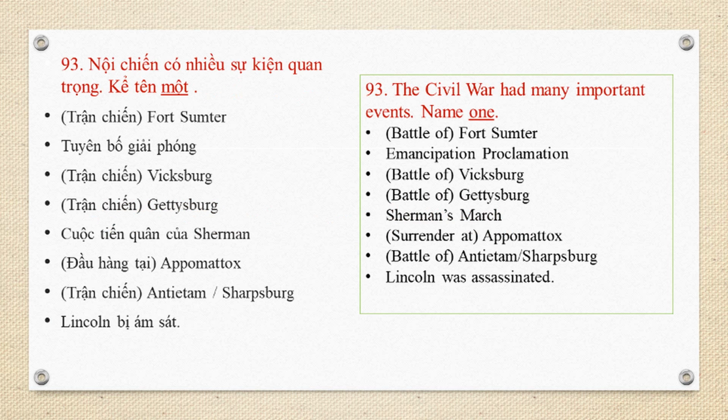93. The Civil War had many important events. Name one. Battle of Fort Sumter. Emancipation Proclamation. Battle of Vicksburg. Battle of Gettysburg. Sherman's March. Surrender at Appomattox. Battle of Antietam-Sharpsburg. Lincoln was assassinated.